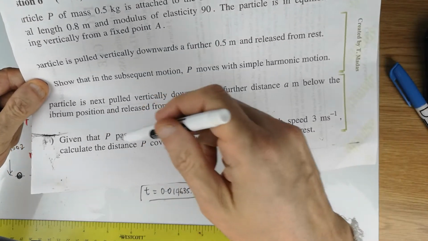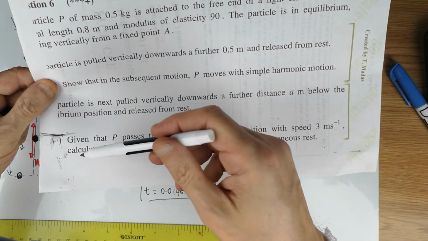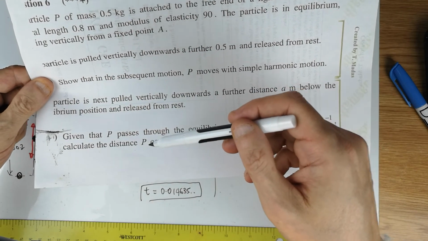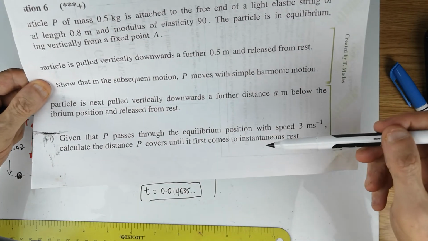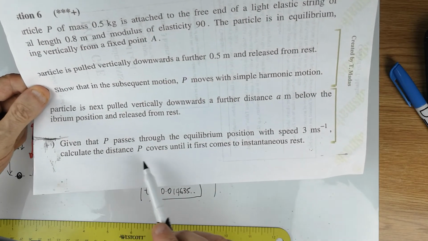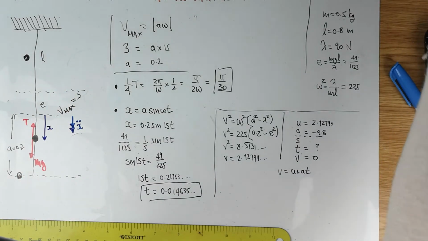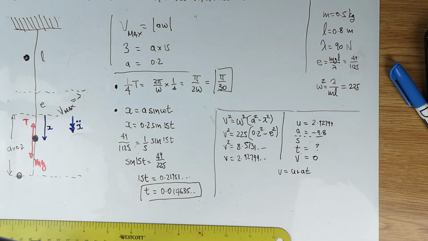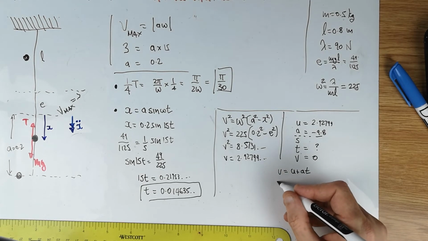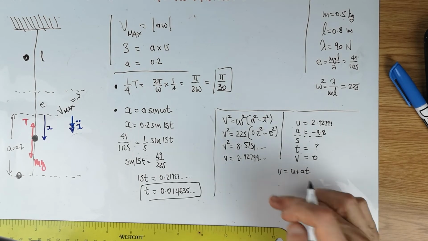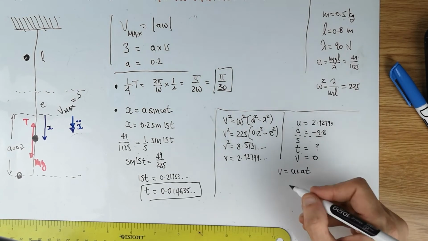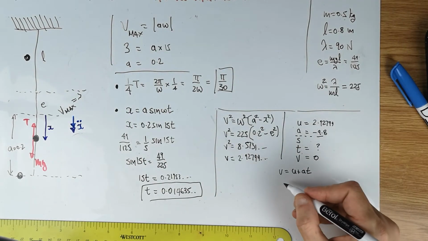If the particle passes through the equilibrium position with speed 3 meters per second, calculate the distance the particle covers until it first comes to rest. I'm doing the time. You might be wondering why I'm finding all these times now. I'm awfully sorry, I'm having a bad day. Oops. I'll do the distance afterwards, and redo parts of this question.